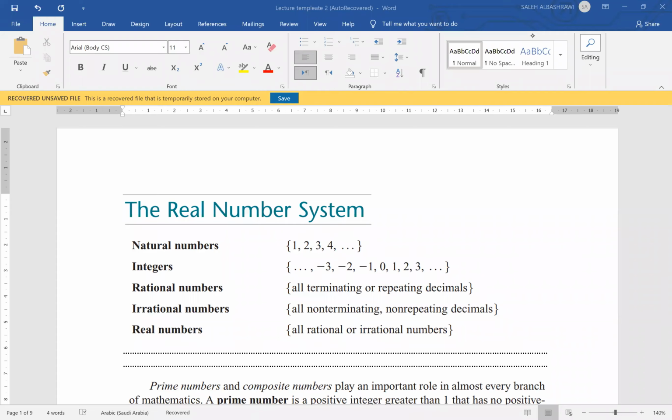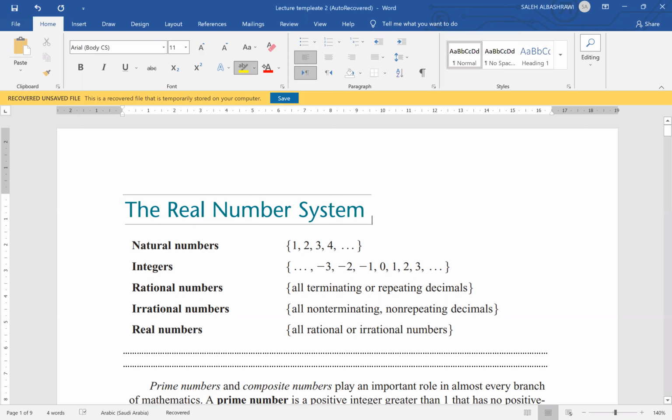Bismillahirrahmanirrahim. Today in this lecture, we are going to speak about the real number system, starting with the number sets. We have different sets for the numbers, starting with the smallest one, which is the natural numbers.